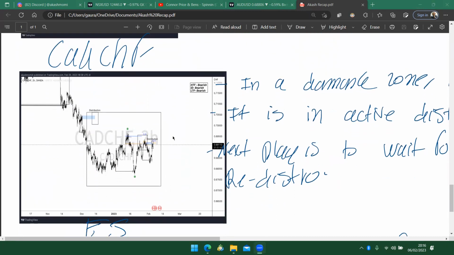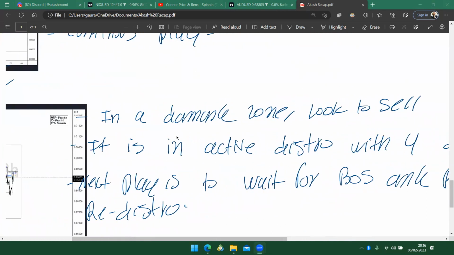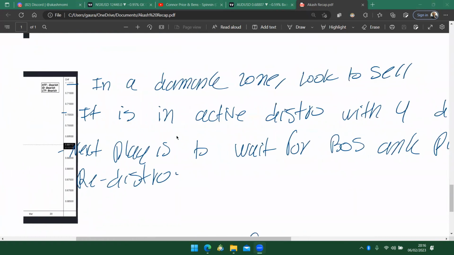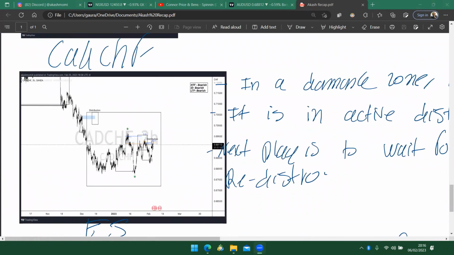Cash Chef is actually on my radar for next week as well. So in the demand zone look to sell, active destroy before drives. This came into the point of interest as we can see here as well. But again, if it came a little bit higher up, would have been nice.